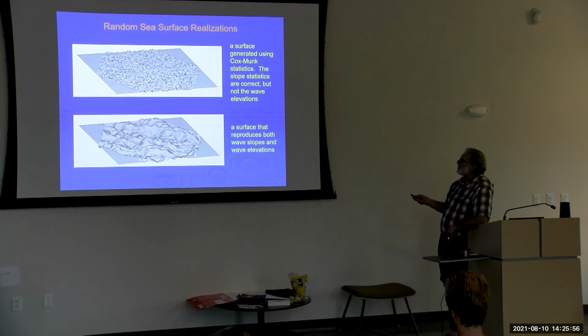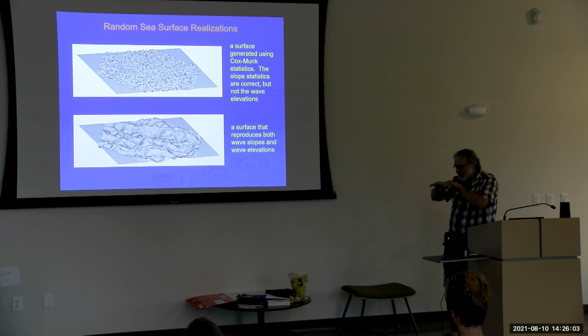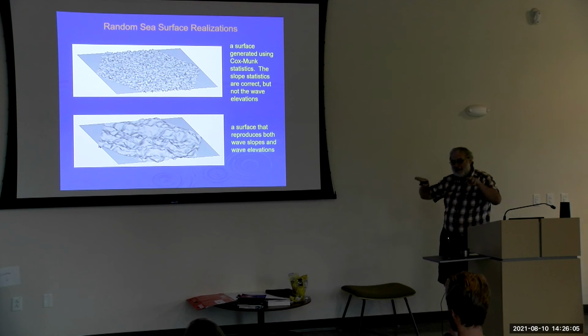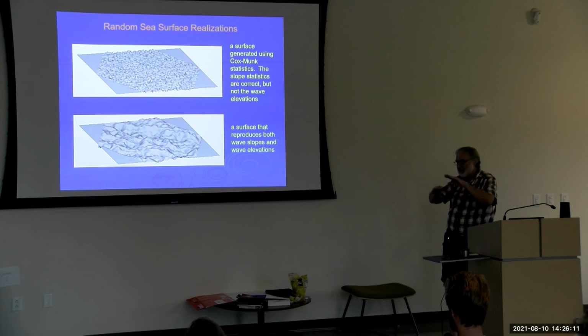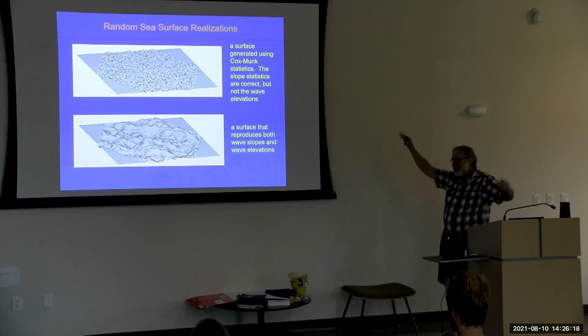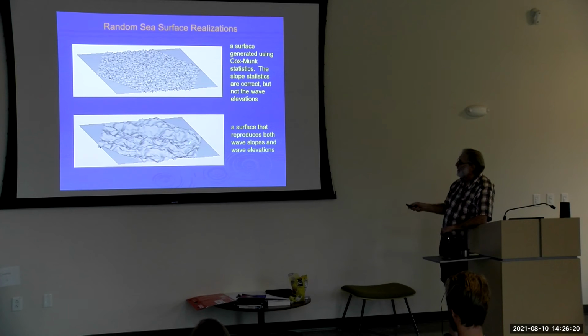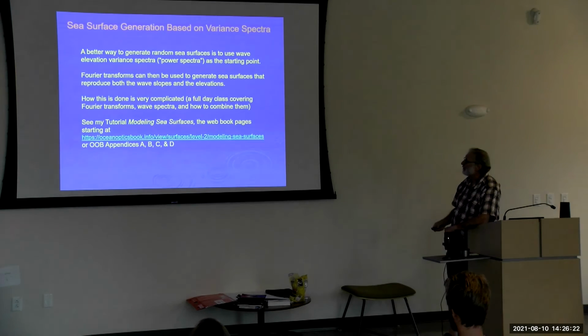Well, the catch is here's a Cox-Monk surface, and that just really doesn't look like a real sea surface because it's all these little crinkly, sort of think of them as capillary waves if you wanted, but they're not really, they're just slope statistics, but there's no elevation. A real sea surface, you have the little bitty waves on top of bigger and bigger and bigger waves. And so you get something that looks like this.